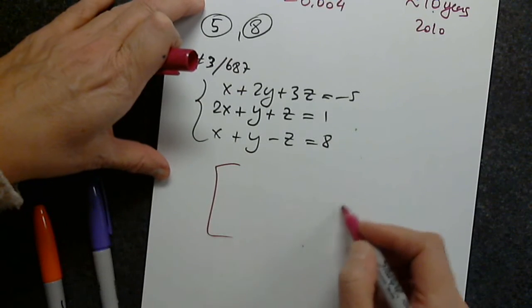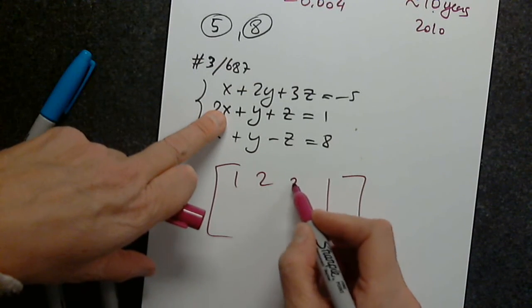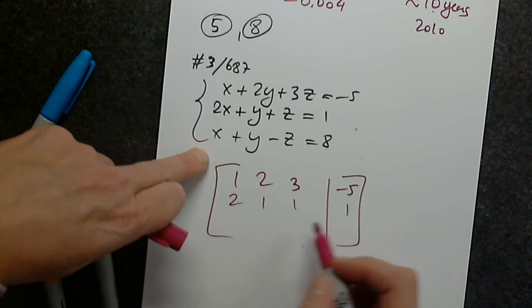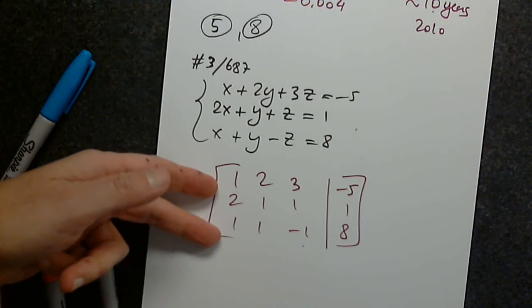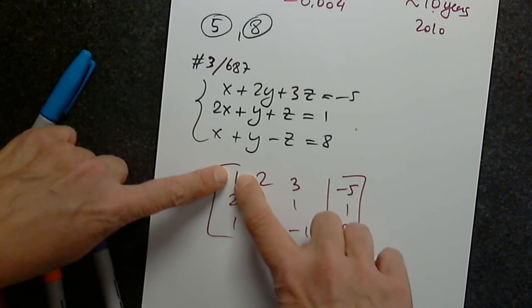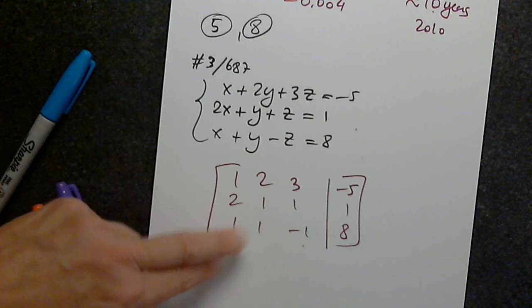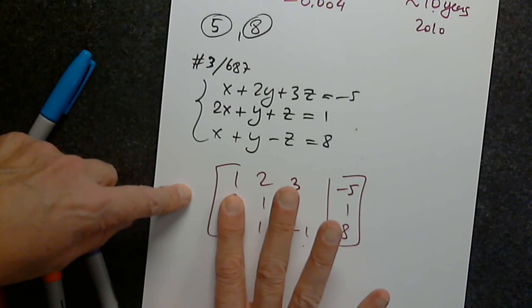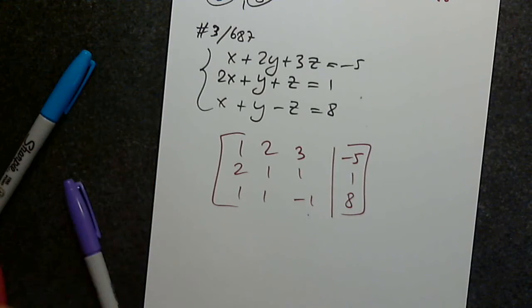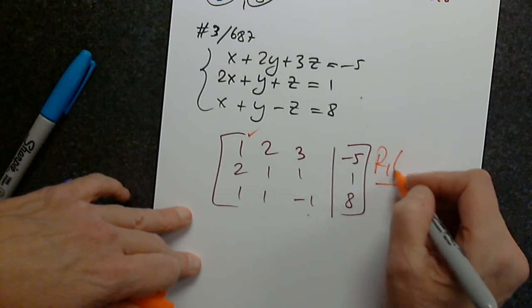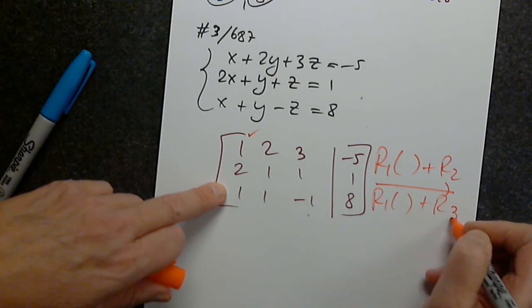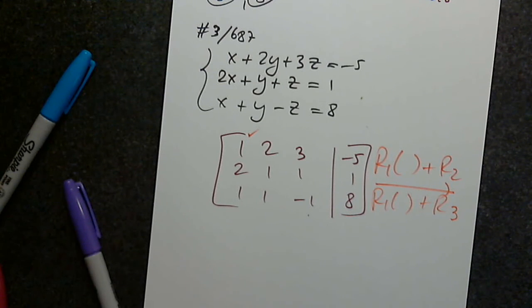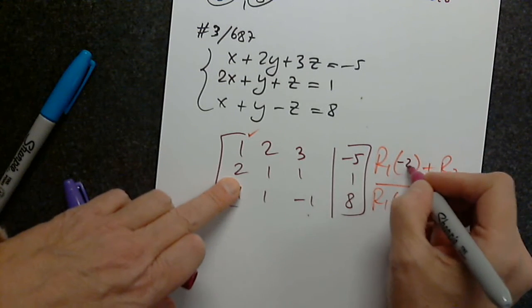This is our first step. Indeed, 1, 2, 3, negative 5, 2, 1, 1, 1, 1, 1, negative 1, 8. There is no point in swapping these two, because all I'm interested in is this, and these have to become zeros. If you swap them or not, they still have to become zero. So we accomplished this already. So we will be using row 1, multiply by something and add it to row 2, and row 1, multiply by something and add it to row 3. Yes, indeed. So in order, negative 2 and negative 1.